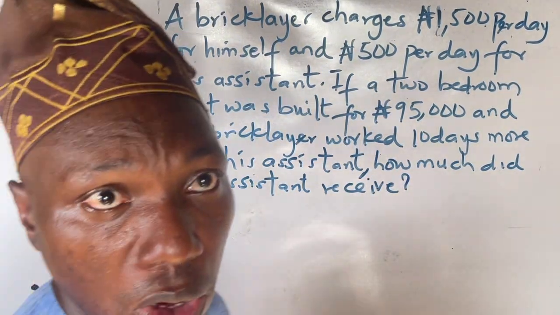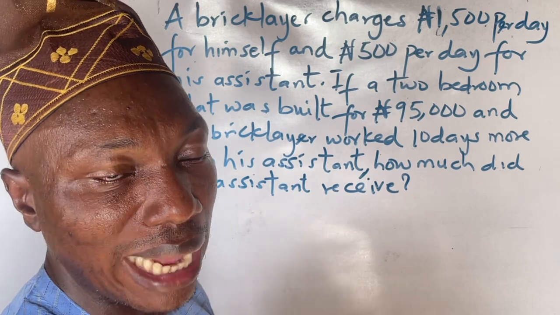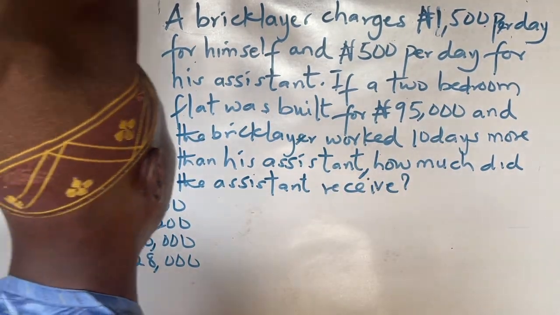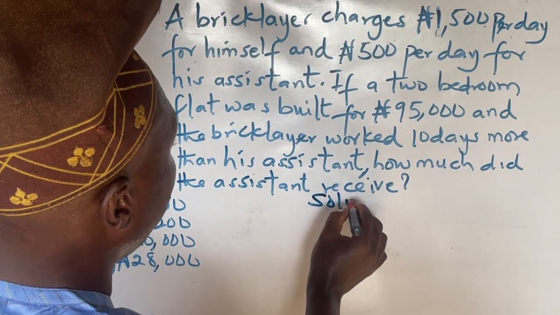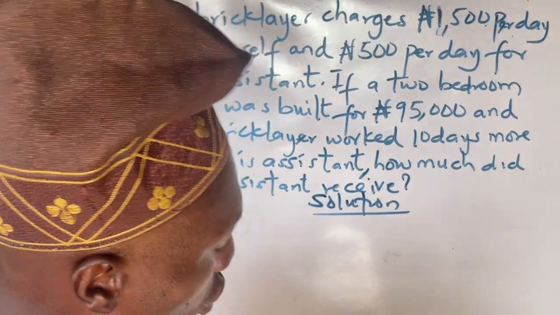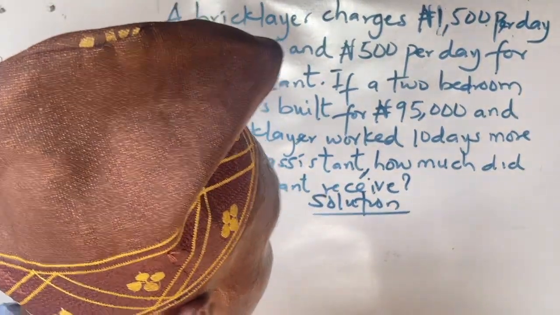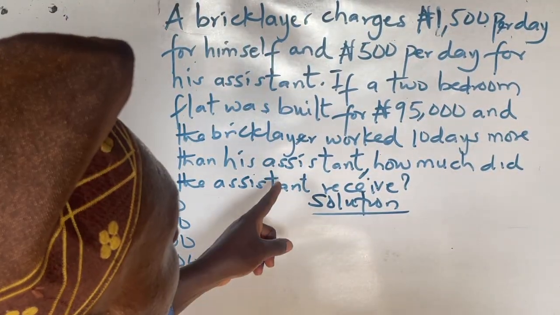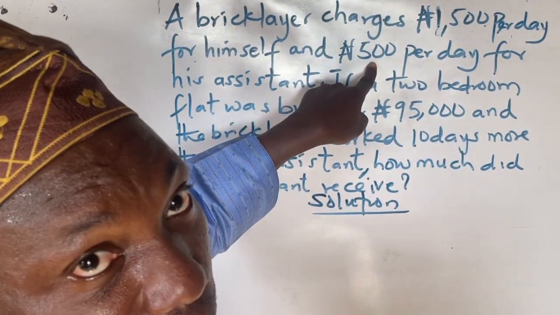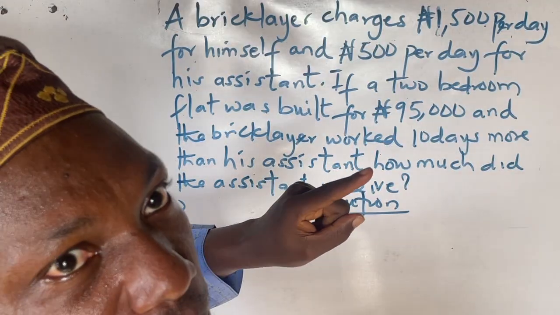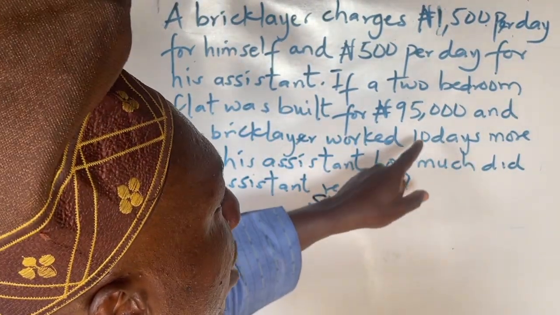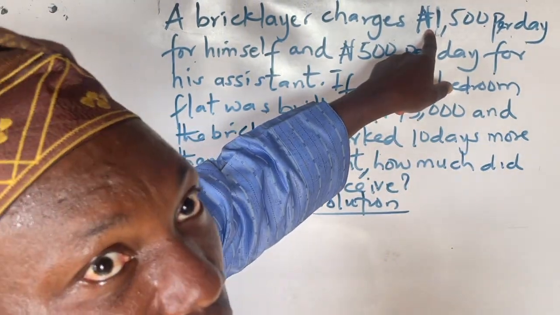Normally, we don't know the total number of days they work, but we are told that the bricklayer worked 10 days more than his assistant. So we say solution. Let the assistant's number of days be x. So x times 500. The bricklayer will work for x plus 10 days, since he works 10 days more than his assistant. That means times 1,500.